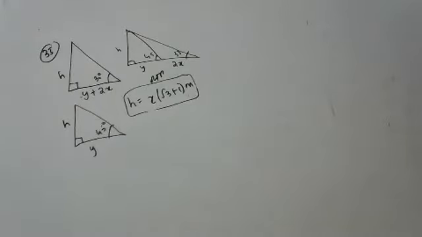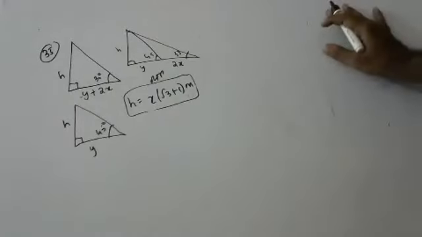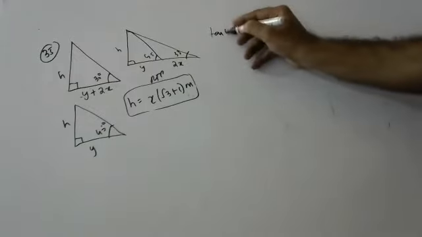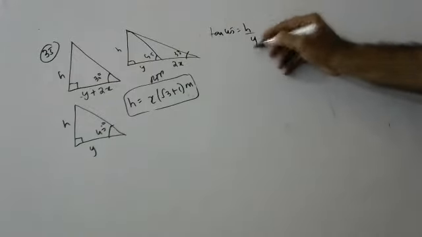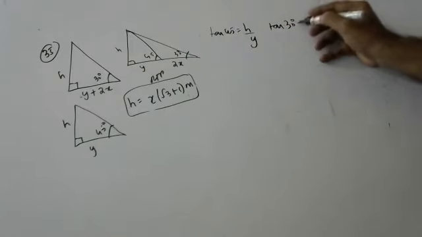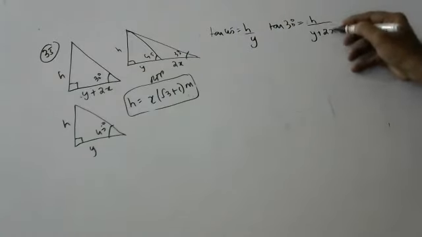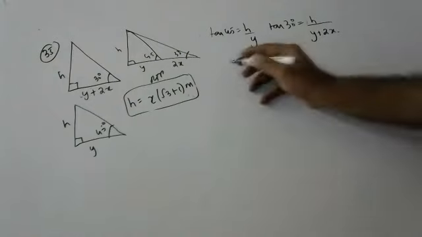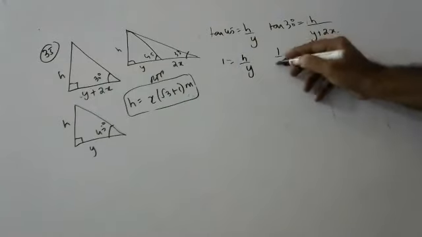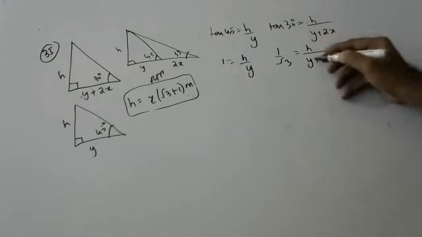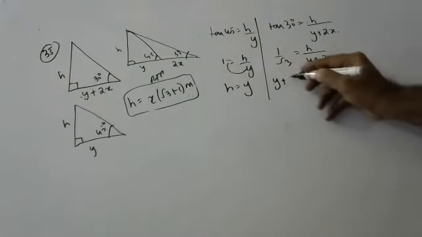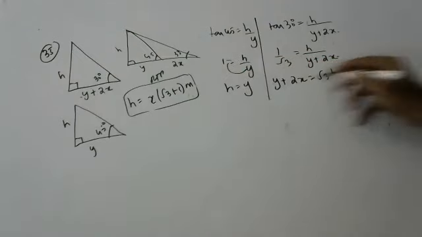Yes, children, so we have to do this. Keep saying the sum. Tan 30 is equal to h by y plus 2x. 1 by root 3 is equal to h by y plus 2x. y is equal to h. Very good. Y plus 2x is equal to h into root 3.